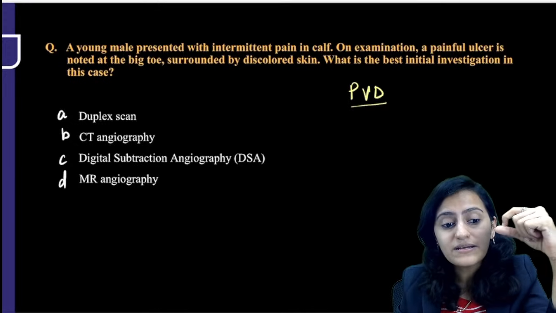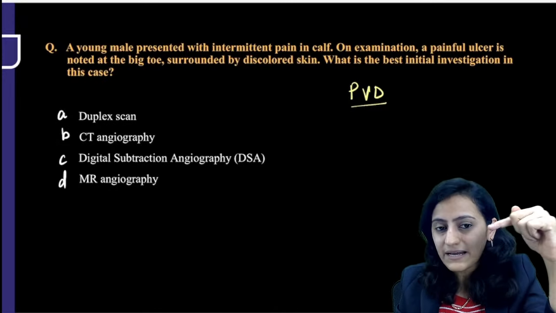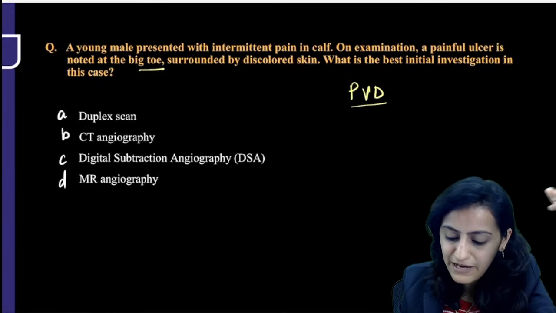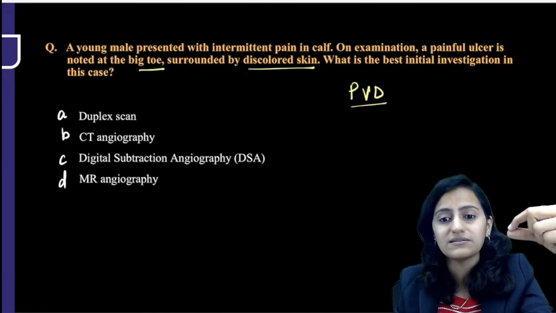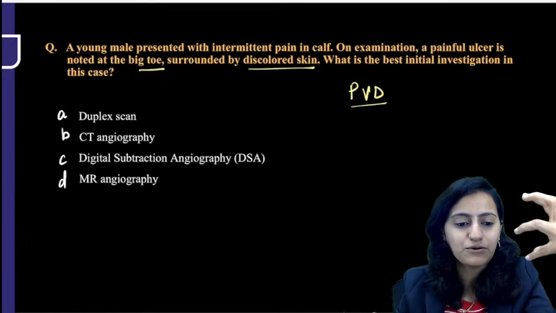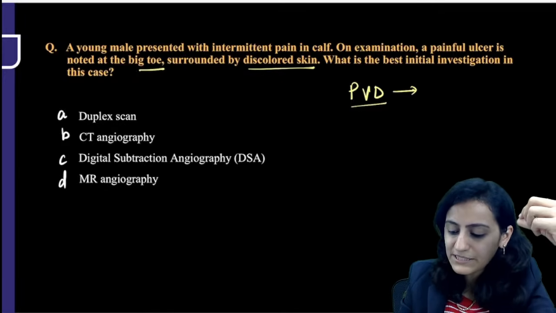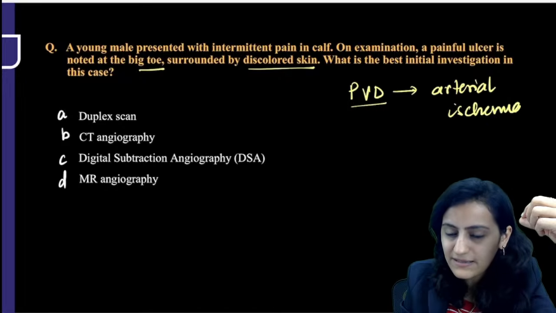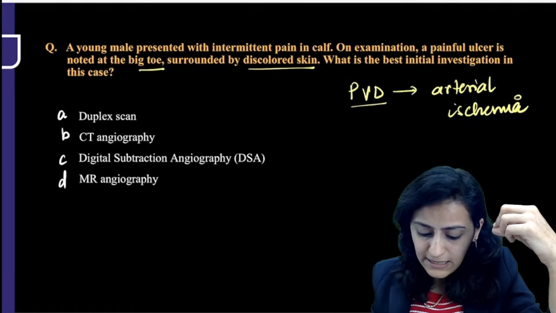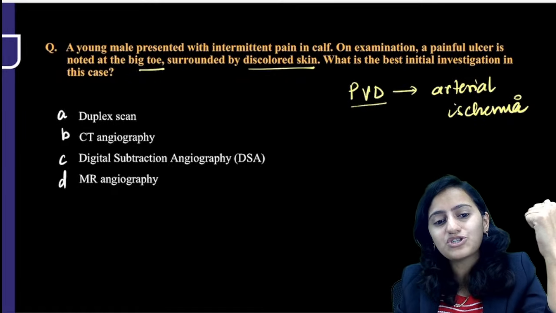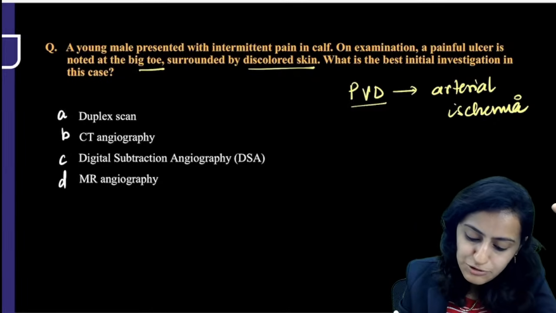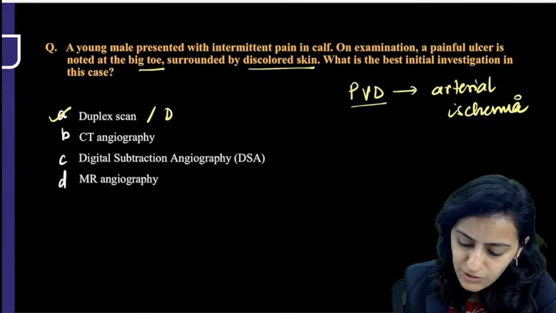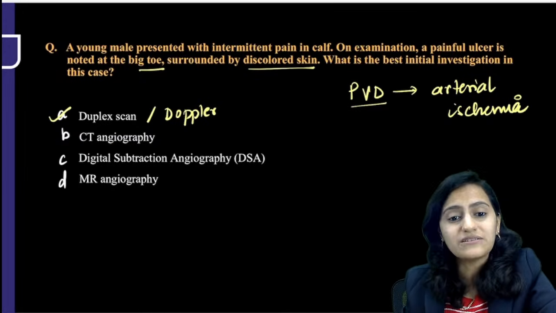We are not thinking about varicose veins here, right? Varicose veins will not present with just a painful ulcer at the big toe surrounded by discolored skin. Varicose veins will have the varicose veins visible. This is the peripheral vascular disease, that is arterial ischemia that we are thinking about in this case. So, in this case, the first investigation that we would be doing is basically Doppler or a duplex ultrasound, right? Duplex or Doppler is what we would be doing here first.